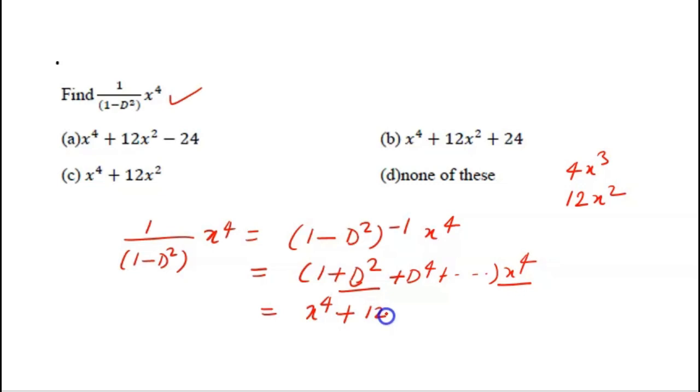So here you will get 12x square. And you have to differentiate d to the power 4 x to the power 4. So this was the first derivative, this is the second derivative, third derivative will be 24x, and fourth derivative will be 24. So this will be 24, and all other terms will be 0. So what is the correct answer? The correct answer is B. I hope you got it.